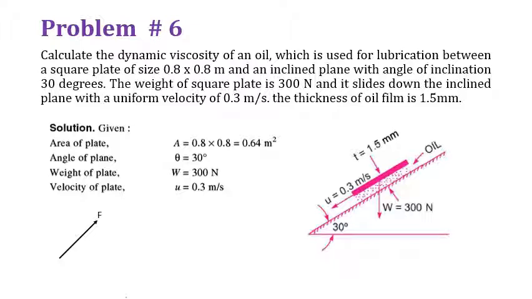So basically, we have to resolve this weight into two components. One component will be parallel to this plane, which will facilitate the movement of the square plate towards the inclined plane, which will help in sliding. And the other component will be normal to this inclined plane, which is basically resisting its movement. So we have to resolve the force into two components. For that, I would like to revise the basic concept.